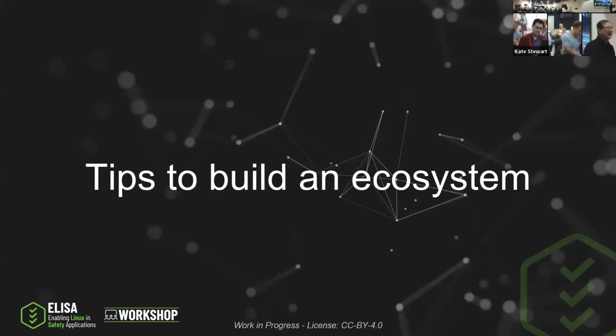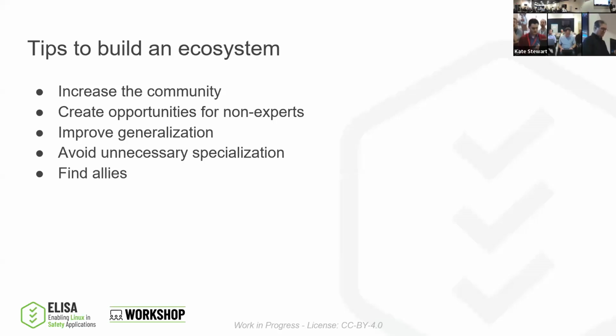Okay, so now, having said all that, let me talk about some tips for building an ecosystem. I know that some of you have thought of these things already, but sometimes it's good to have a list. I'm going to talk about these five things: increase your community, create opportunities for non-experts, improve generalization, avoid unnecessary specialization, and find allies.